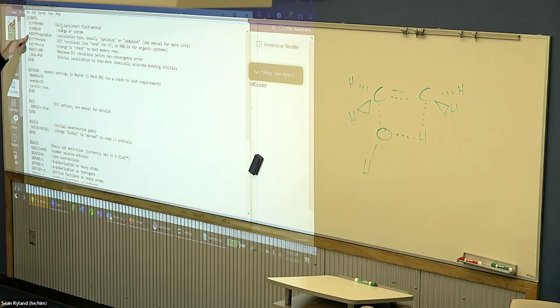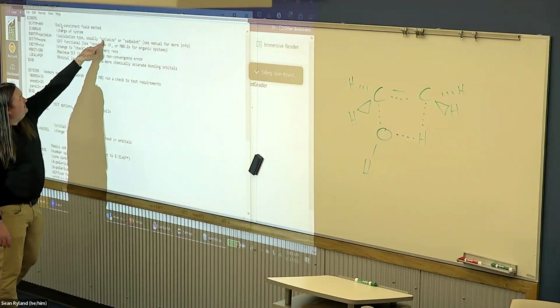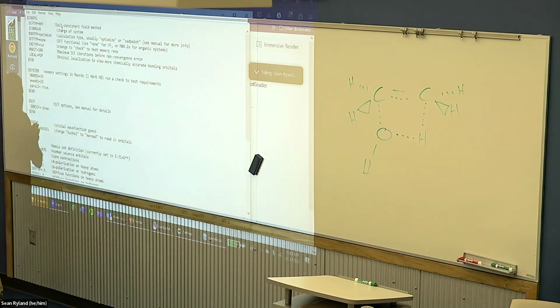Run type is the type of calculation you're doing. If we wanted to just do a single point energy, if we already have the geometry that we want, we would just write energy. If we wanted to optimize, that means it's going to try several geometries and find the most stable of them, so kind of approaching the bottom of that potential energy well.